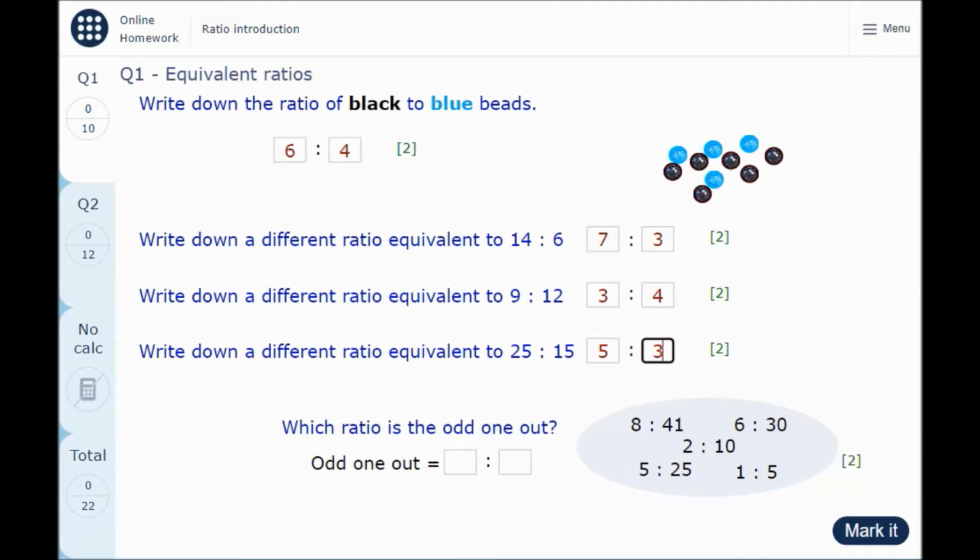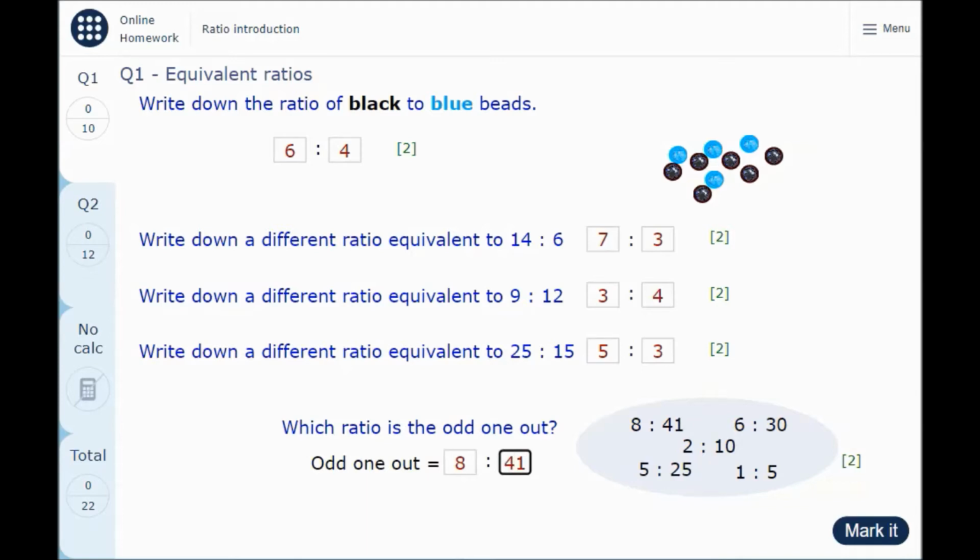Which one is the odd one out? 8 to 41, 6 to 30, 2 to 10, 5 to 25, 1 to 5. Now the first thing that jumps out at me is all of these pretty much, other than this one. This one just doesn't seem right to me because I've got a 41 here. So that's initially what I'm going to say. 8 to 41. What's my logic for that?